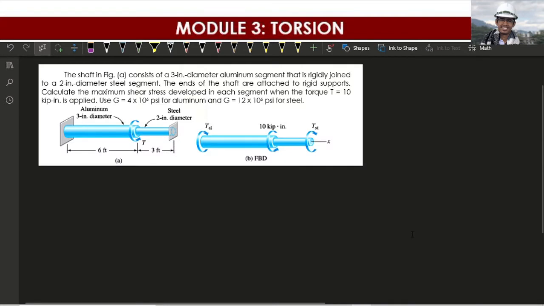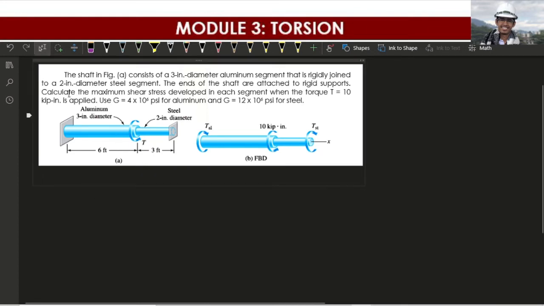So for problem 2, the shaft in figure A consists of a 3-inch diameter aluminum segment that is rigidly joined to a 2-inch diameter steel segment. So the ends of the shaft are attached to rigid supports. Calculate the maximum shear stress developed in each segment when the torque T equal to 10 kip-inch is applied. Use G equal to 4 times 10 raised to 6 psi for aluminum, and G for steel is 12,000 times 10 raised to 6 psi. So we have two segments here, for aluminum and for steel, and magkaiba yung kanilang diameter.